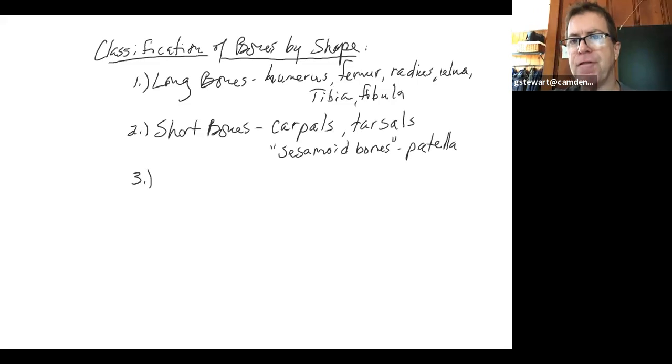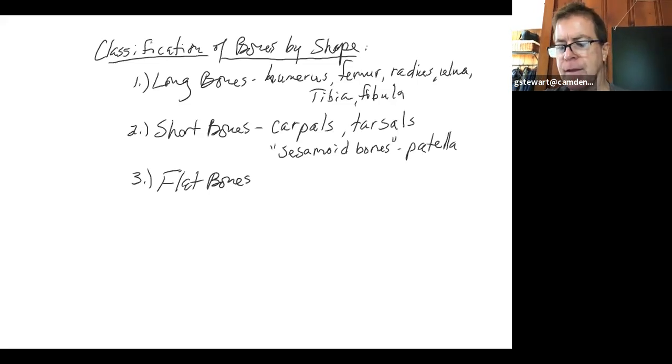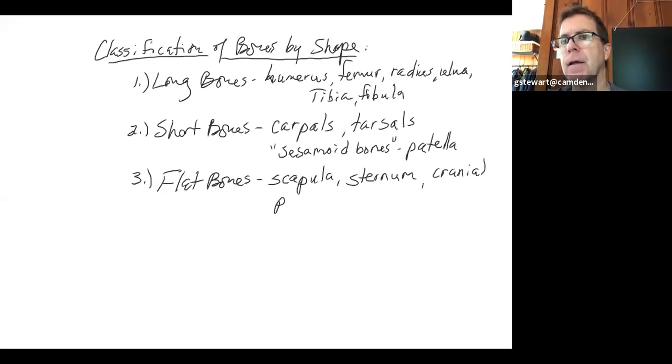Examples of flat bones. You know some of these already. Things like the scapula, the shoulder blade, the sternum, what you might call the breastbone, and the cranial plates in the skull. Things like the frontal bone, the parietal bones, the occipital bone, they're all flat as well.